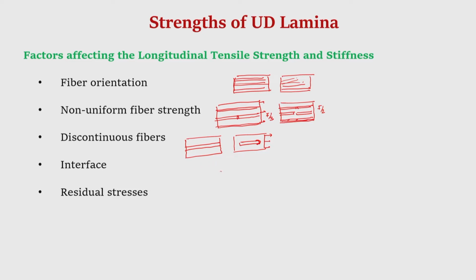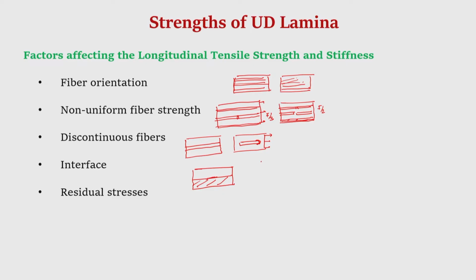We will appreciate that the interface between the fiber and the matrix plays an important role. Suppose this is the fiber and this is the matrix. Stronger the interface, stronger the composite. Now, if the interface is weak, then the transverse crack, which sometimes gets induced in a composite, propagates through the interface, leading to the degradation of the strength of the composite.